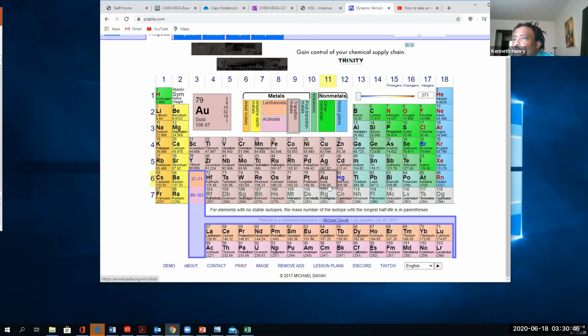Okay, so who's in group 2, period 5? I can't even say that. Strontium. Group 2, period 5. Strontium, okay. What type? Is it metal or non-metal? Alkaline earth metal. It's an alkaline metal.